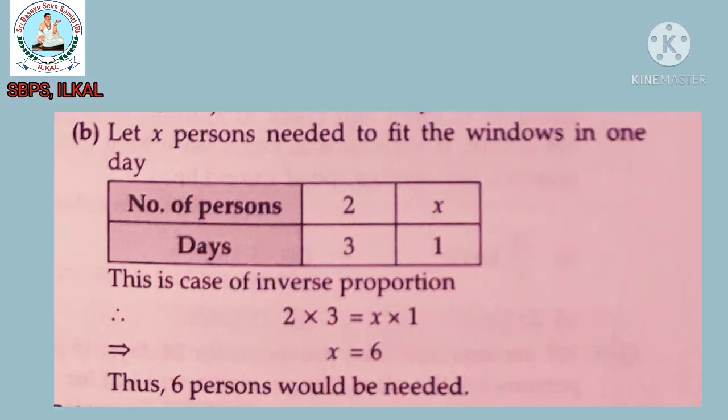B solution. Let x persons be needed to fit the windows in 1 day. Number of persons 2, then days will be 3. If number of persons is equal to x, number of days required is equal to 1. This is a case of inverse proportion. Therefore, 2 into 3 is equal to x into 1, which implies x is equal to 6. Thus, 6 persons would be needed to complete the job within 1 day.